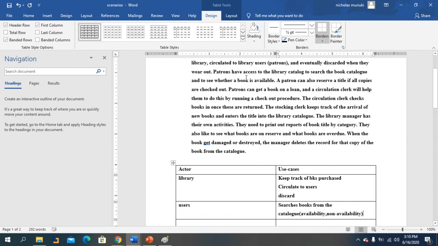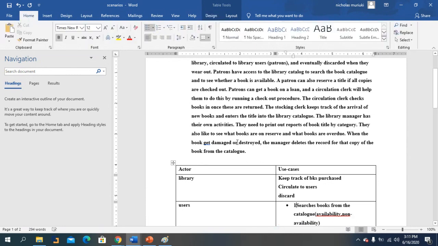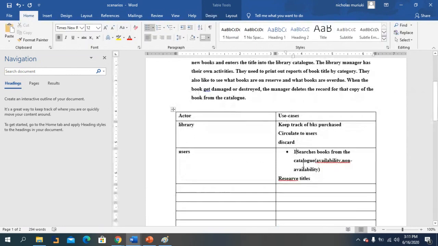Patrons have access to the library catalog, and a patron can also reserve a title. So we have another one: reserve titles. This one is one. Maybe we can use dots to represent different scenarios. Then we have another one, which is this.